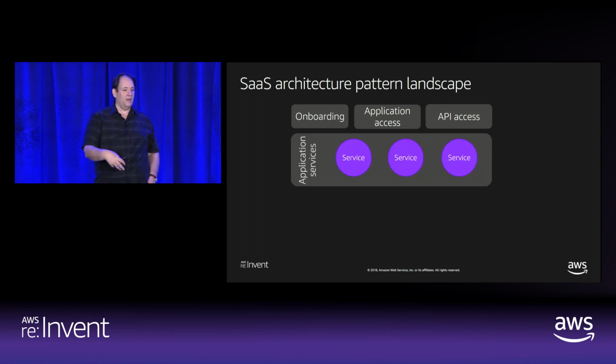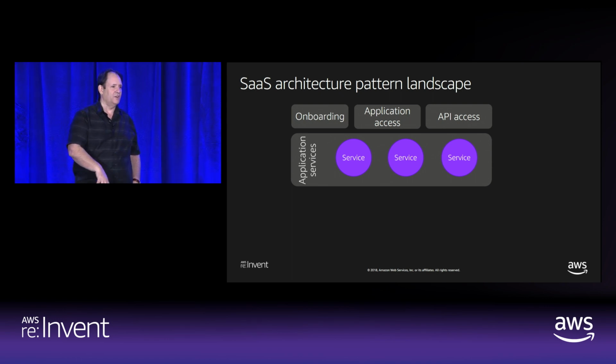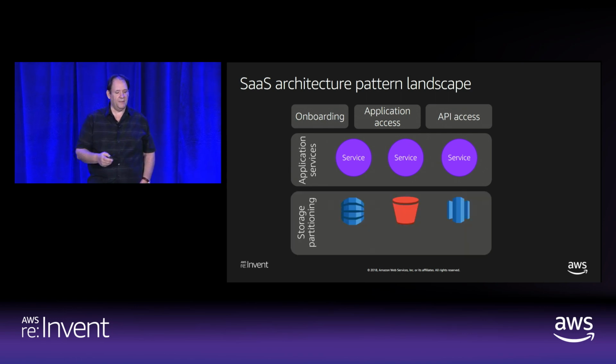Then below that is this notion of application services. This is the sort of heart of the application and the part most people want to talk about, which is what do the business services of my application actually look like? How do I host them? And what does it look like if they're in serverless versus containers and all those other good things? So we'll poke at that.